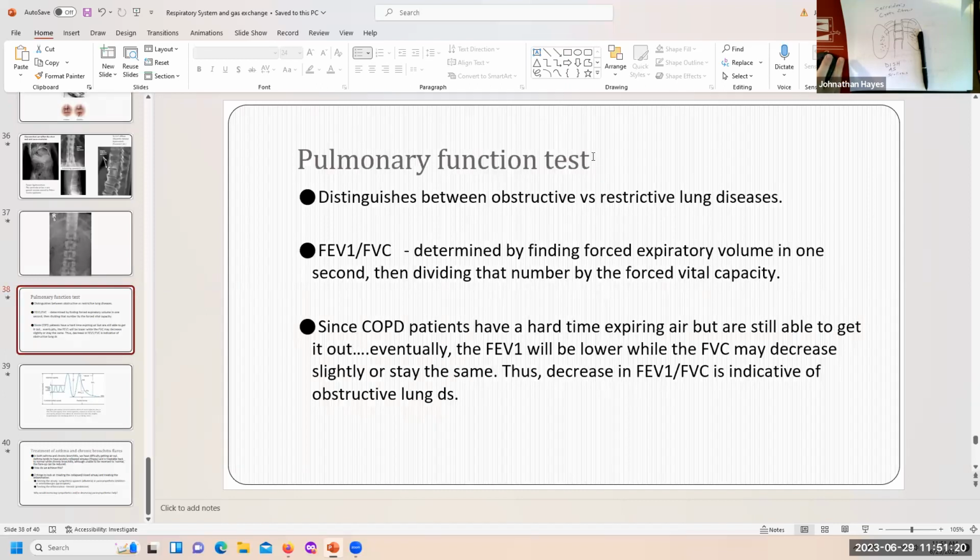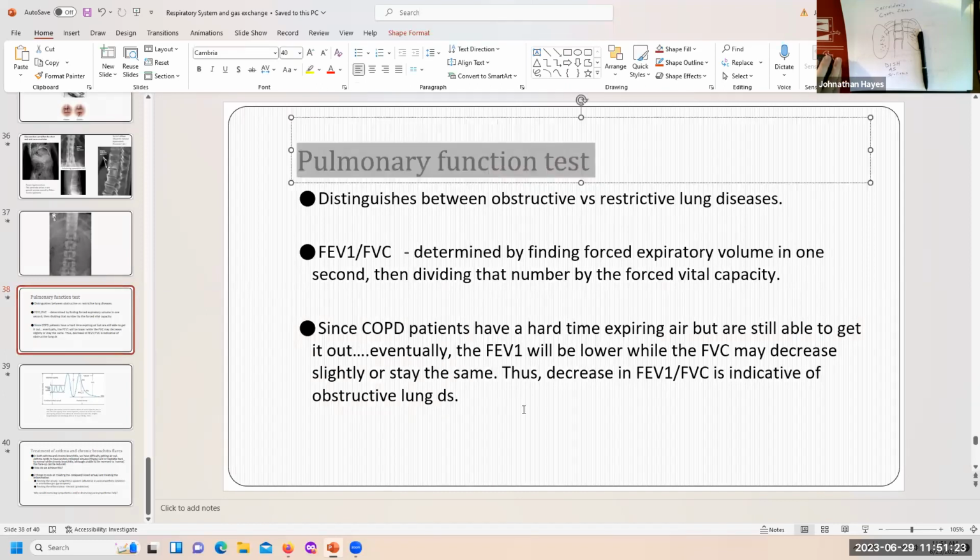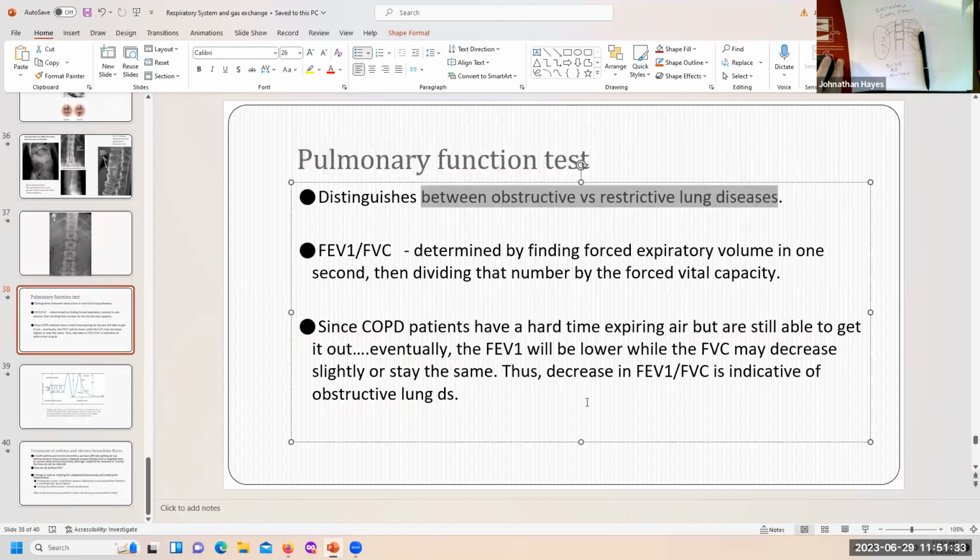One of the pulmonary function tests, I probably mentioned this to you in anatomy too, but I said, don't worry about it. So now worry about it. It's just a very simple test to distinguish between obstructive versus restrictive lung disease. If you want to do that on a test, other than just looking at an x-ray, which will probably tell you a lot of it, you can do what's called the forced expiratory volume in 1 second over what's called forced vital capacity, where you're trying to force the air out, but we're dividing how much air can leave in a short amount of time versus how much air can leave total.